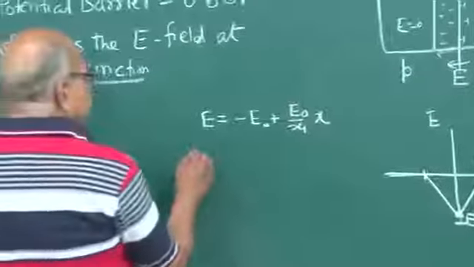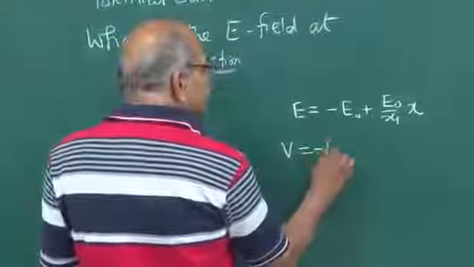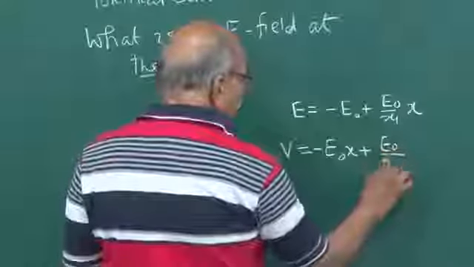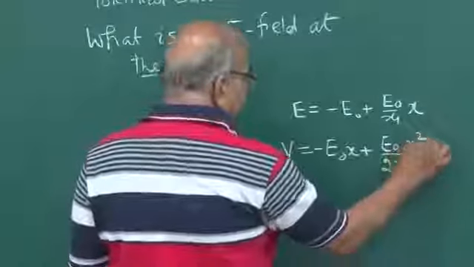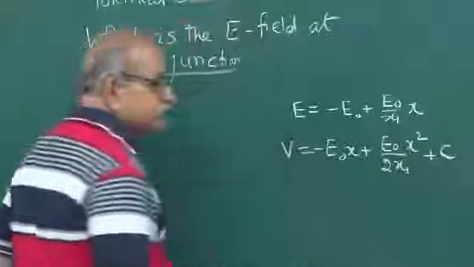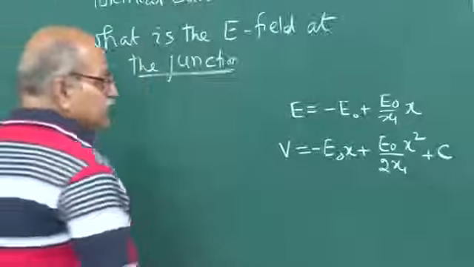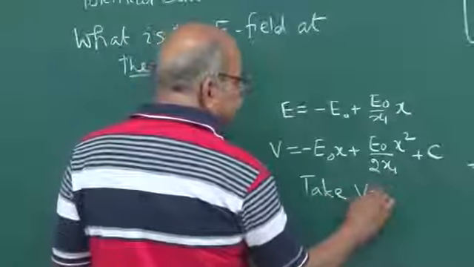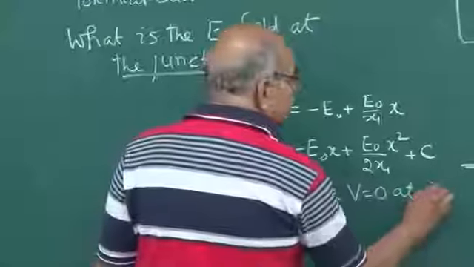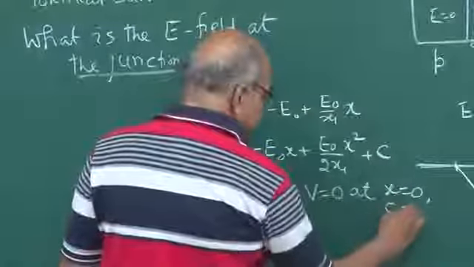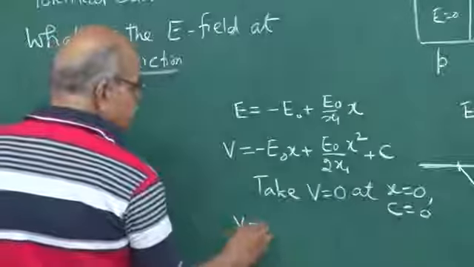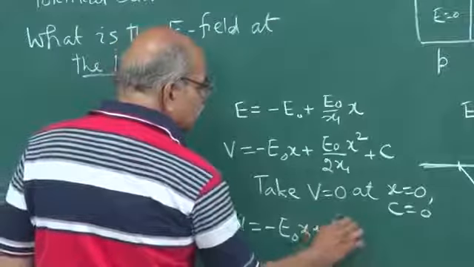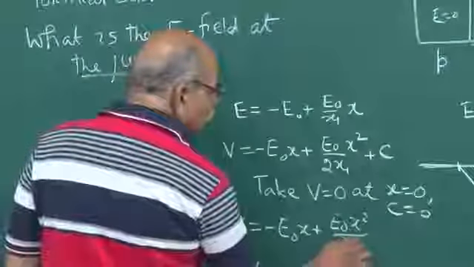Now you can integrate to get V. V will be minus E naught x plus E naught over 2 times x1 times x squared, plus some constant. You can take V to be 0 at x equal to 0. This is our choice, and that will make C equal to 0. So V is equal to minus E naught x plus E naught x squared over 2 x1.